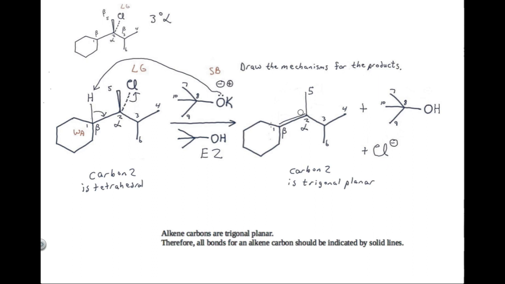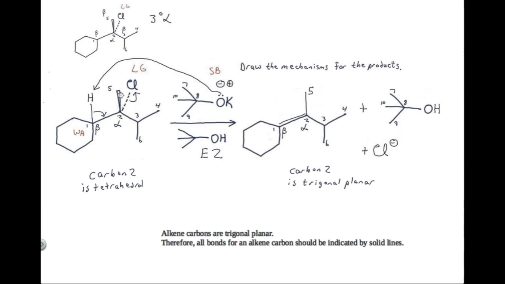So we see that in an E2 reaction, the alpha carbon changes its geometry from tetrahedral to trigonal planar. And because of that, you might need to change how you draw a bond. You might have to change a wedge or a dash to a solid line to draw that trigonal planar geometry accurately. If you leave carbon 5 on a wedge, you'll probably lose credit for your answer.